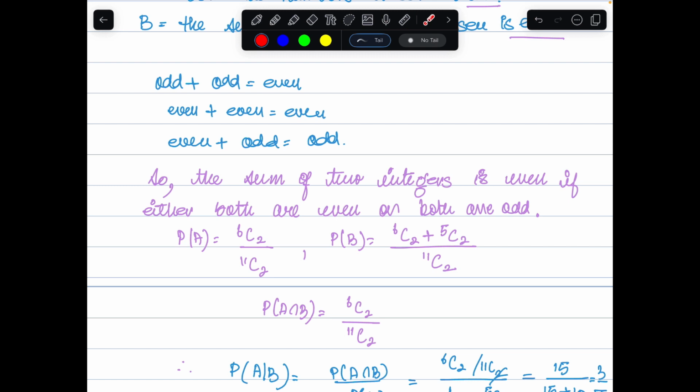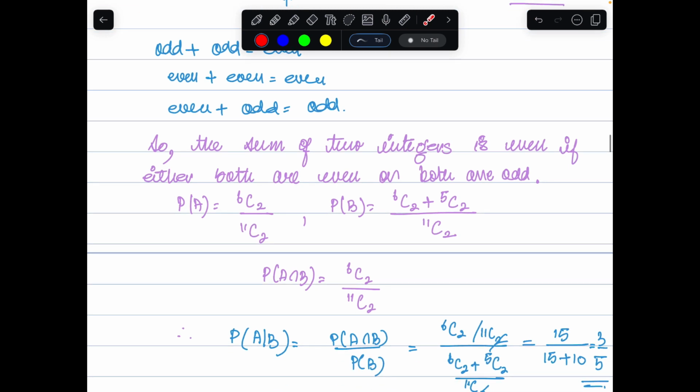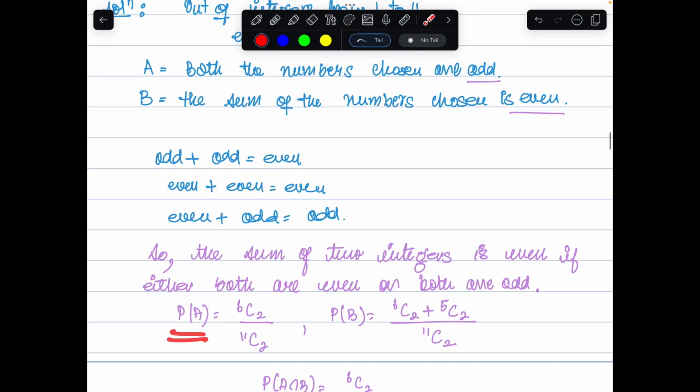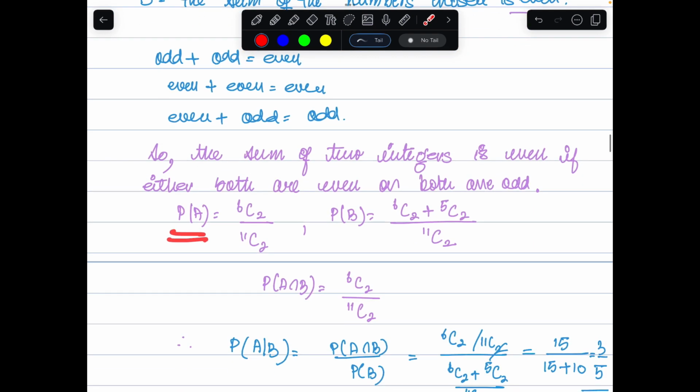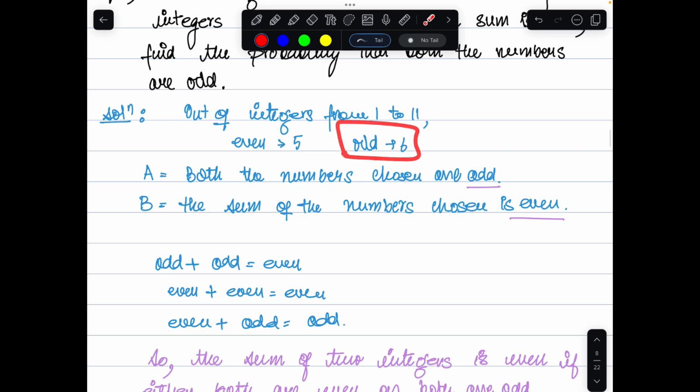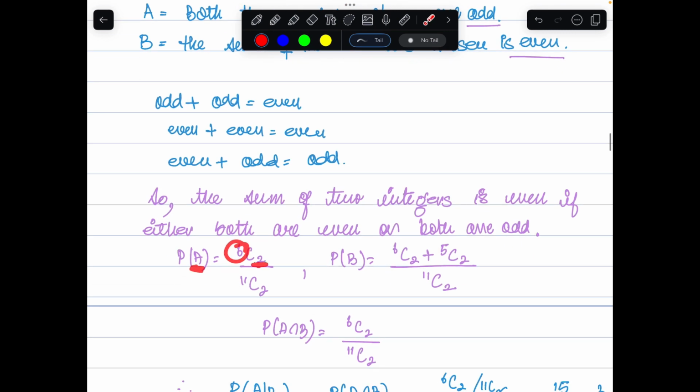Now in this problem I am again using the combination concept. Probability of A. Now what is A? Both the numbers chosen are odd. I need to choose two numbers out of how many? 11. So 11, see, two ways you can do that. You can just choose, but in that I want what? Odd numbers. How many odd numbers are there? 6. So out of 6 you will choose 2. So this is the probability of occurrence of A. That means choosing two odd numbers.